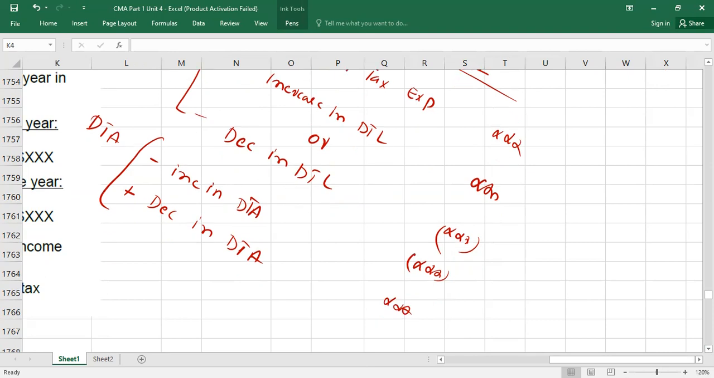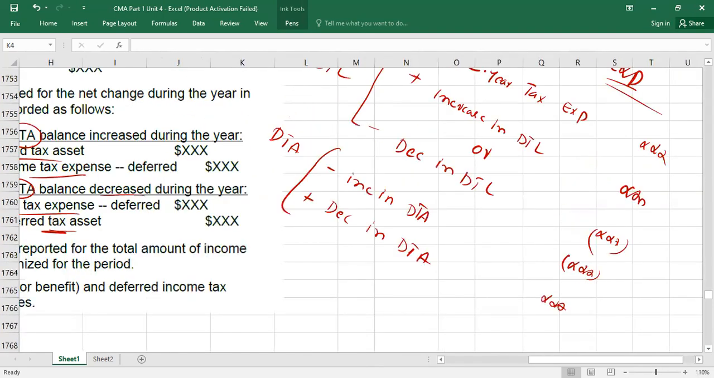So this is how, if you will add all these five things, plus minus, you will get income tax expense. For what? Income statement, which you will deduct from profit before tax value to arrive at net income. Understood? Format is clear in your mind?